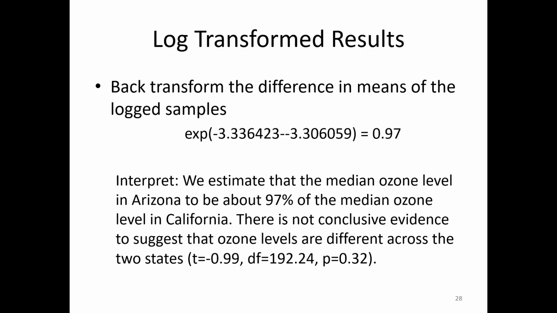But what we need to calculate is this multiplicative factor, because working with the log data, it's good to try to think about it in terms of the original scale. So now we need to talk about medians and multiplicative factors. So we estimate that the median ozone level in Arizona to be about 97% of the median ozone level in California. That's from that equation up above, subtracting the mean of the logged data of California from the mean of the logged data of Arizona, exponentiating that, and we get 0.97.